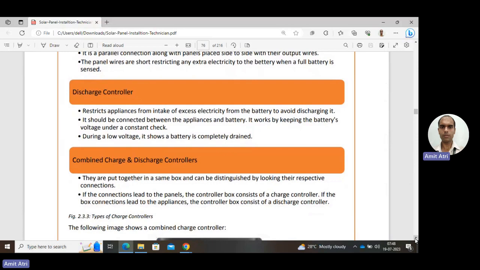So during low voltage, it shows a battery is completely drained. So the voltage starts decreasing at that point below the discharging limit.